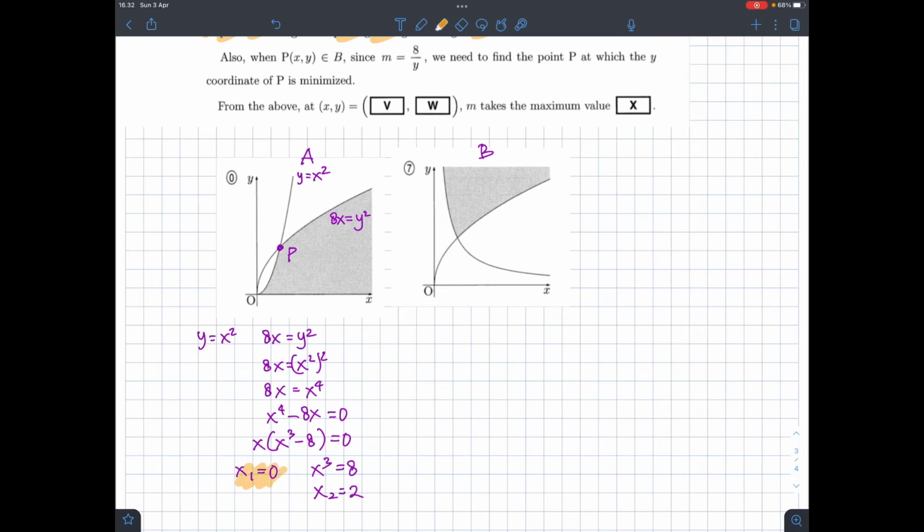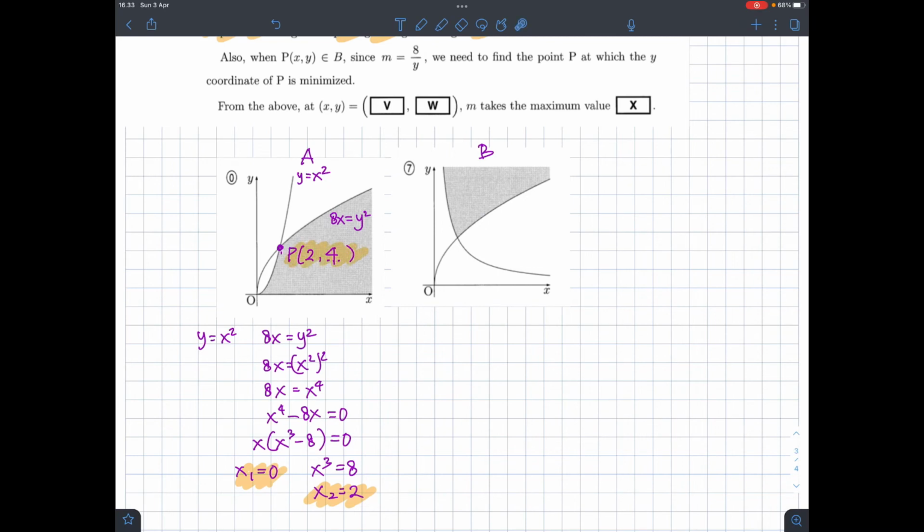So we got 2 answers. You can see here there are 2 intersections, so this is 0 and this is 2. You just check by substituting 2 into here. 2 squared is 4. And you can also put it here and you will get the same answer. 8 times 2 is 16, y squared equals 16, y equals 4. So we got the value of P here.